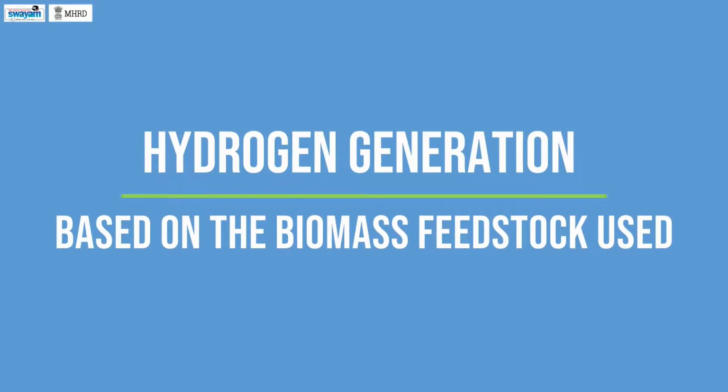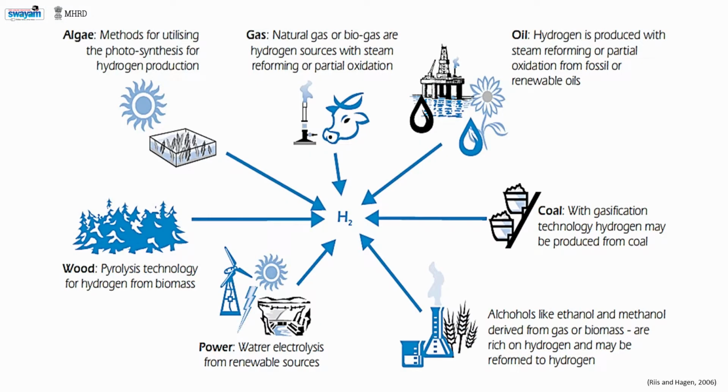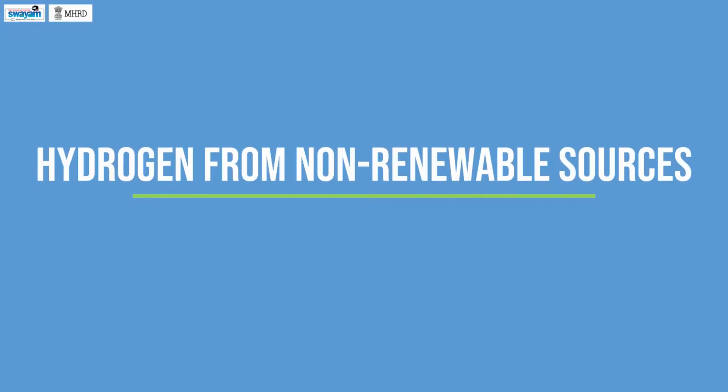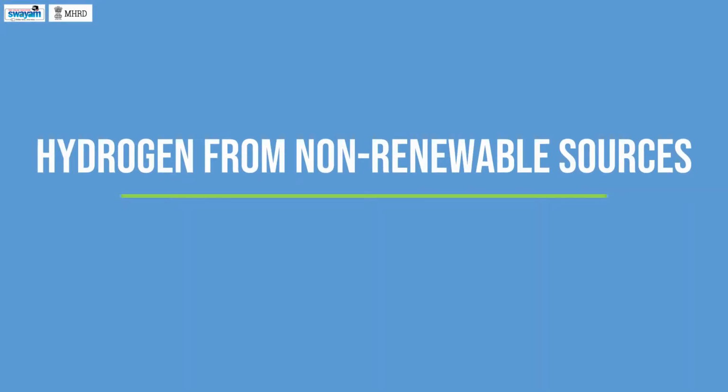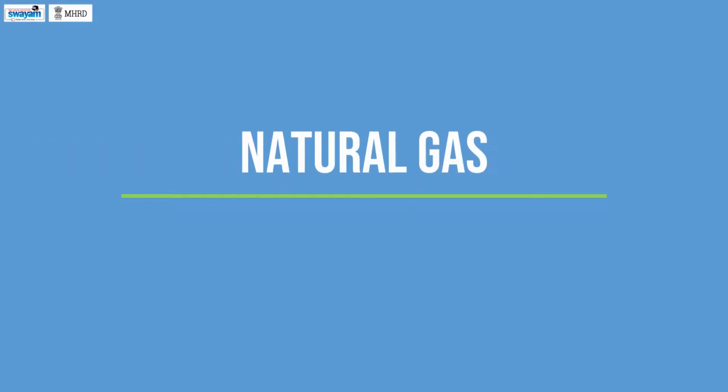Hydrogen generation based on the biomass feedstock. Hydrogen can be produced both from non-renewable as well as renewable resources. Hydrogen from non-renewable resources: from natural gas.